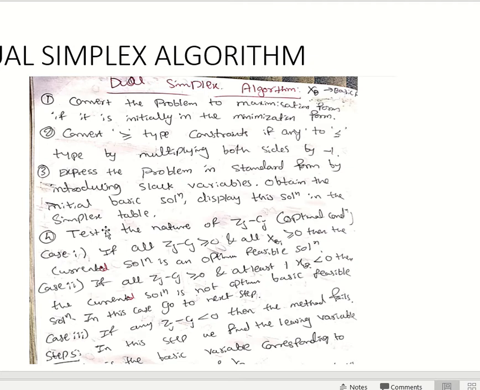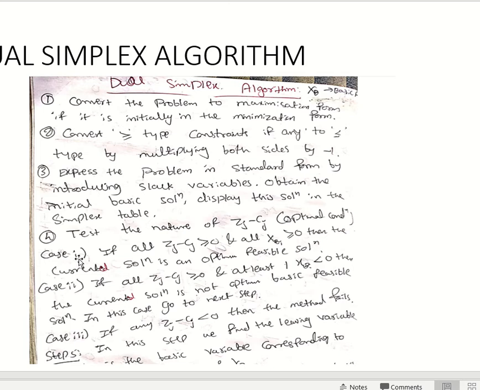Now the fourth step, test the nature of zj minus cj. We have already discussed all those things in the dual problem as well as in the big M method. It is the revision part only. Now after computing zj minus cj, we have to check case by case.